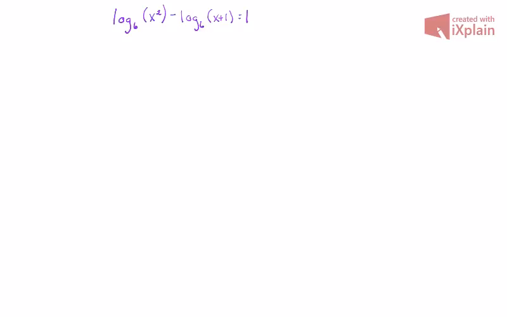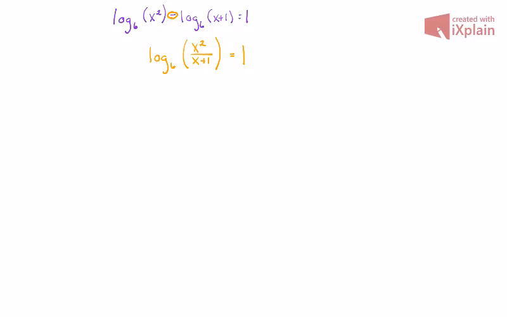So what I'm going to do is use my log properties to help write this as one log. What I am noticing right away is that I do have a minus sign in between them. So this tells me that I can change this into the log base 6 of x squared all over x plus 1 is equal to 1. I basically used my log properties to pull this in as tightly as I can before I start doing some work to solve this.